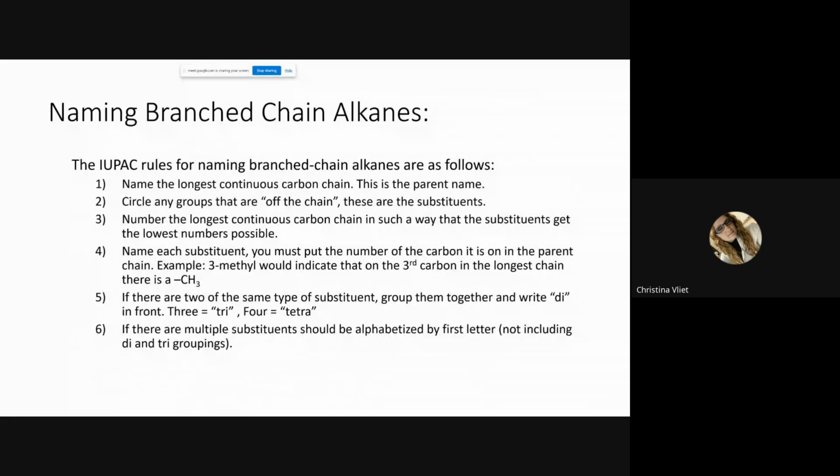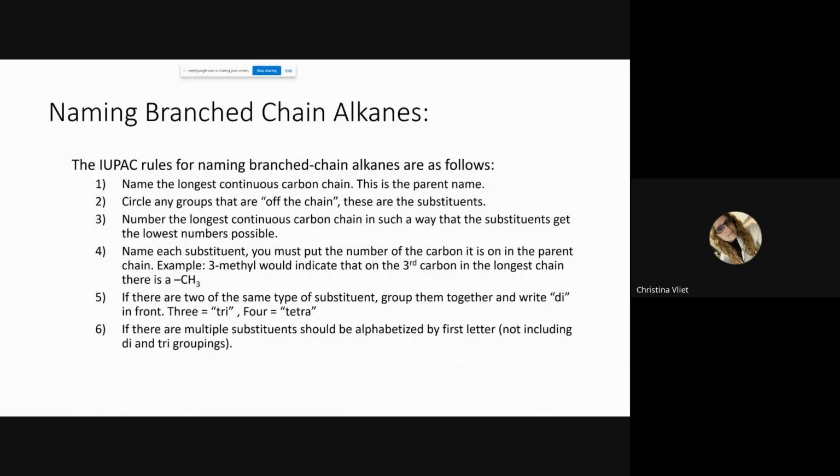IUPAC, if you have no idea what that is, it's an acronym. It stands for the International Union of Pure and Applied Chemistry. So these are the people that set the rules. Every organic molecule that's named follows these specific rules, so everybody across the world has the same understanding of what you've made. So that's why everybody follows the same rules.